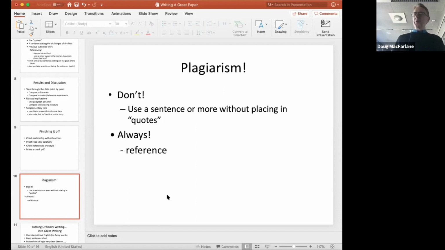How do you not do it? The answer is to never have somebody else's paper open and visible and around you as you're writing. So in other words, if you deal with hard copies, don't have it sitting on your desk. If you're dealing with PDFs on your computer, close them, right?